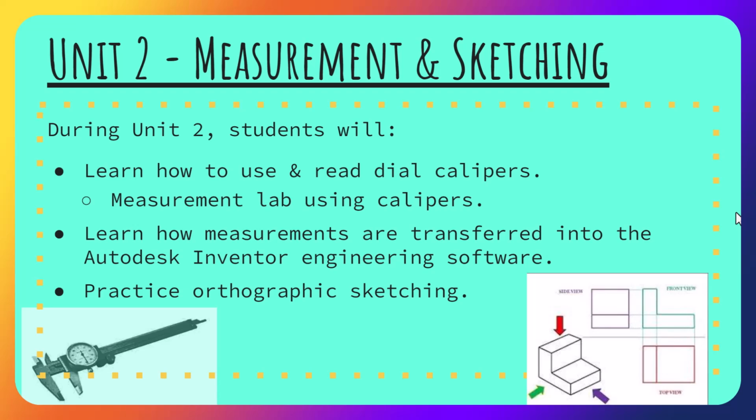Our next unit, we will do measurement and sketching. So you'll learn how a dial caliper is read. Dial caliper is the instrument you see in the bottom left corner of the screen. And then we will take a look at orthographic and isometric sketching, which you see the examples in the bottom right corner of the screen. And we'll see what an object looks like from different viewpoints.